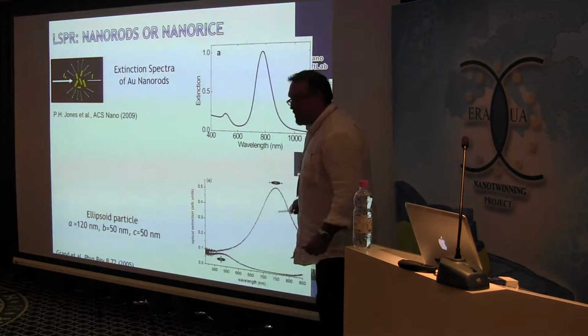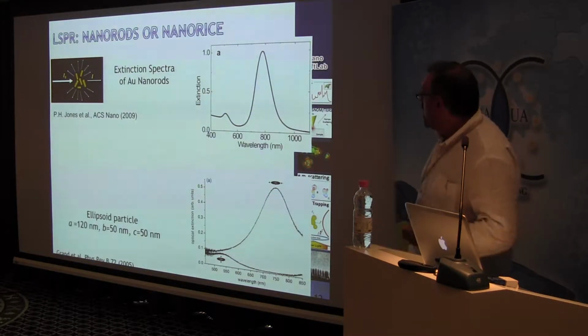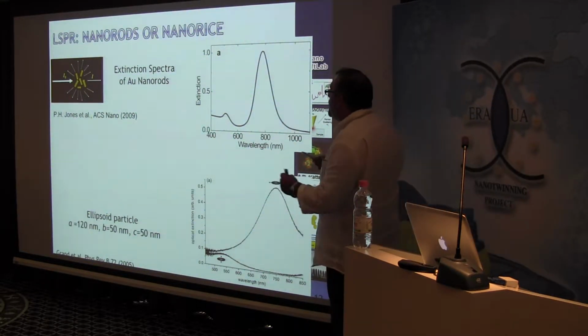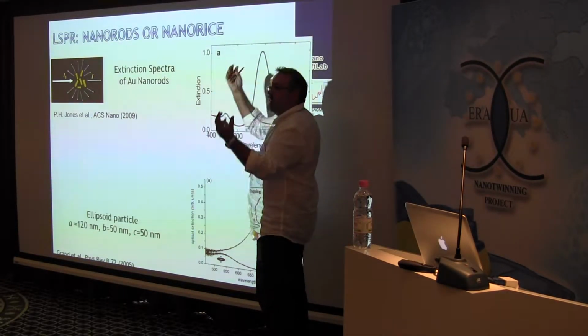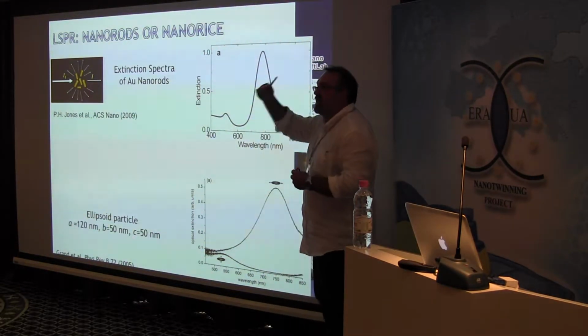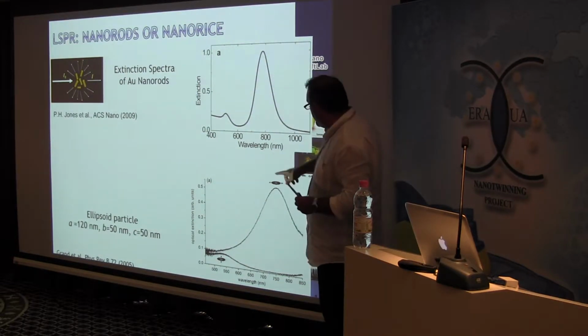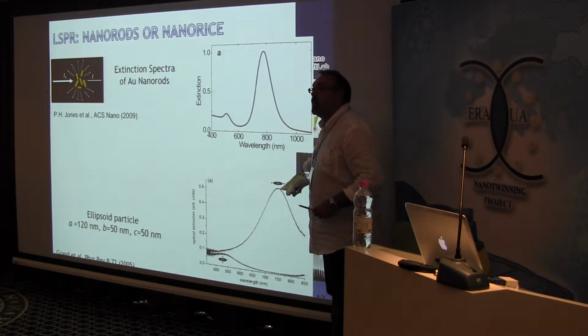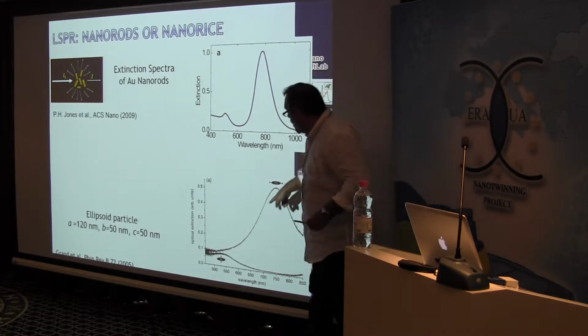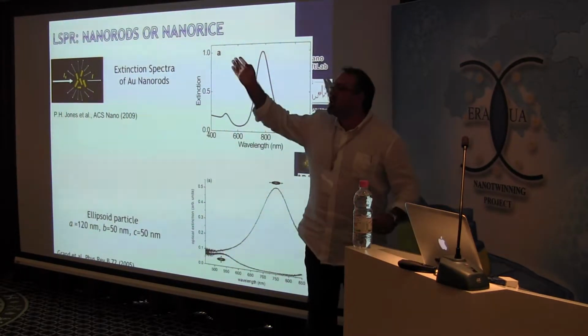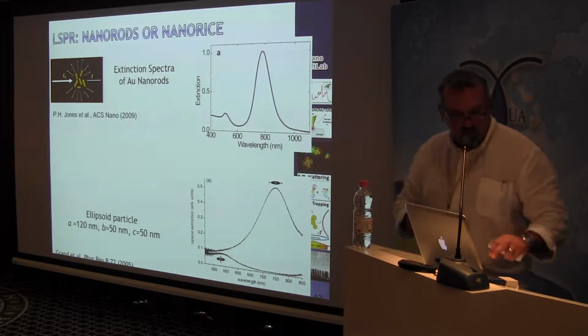And you can do it also with nanoparticles fabricated by electron beam lithography. In this case, instead of having an average orientation, you can select the polarization. So you can excite the long axis resonance with the polarization along the long axis, or you can excite the short axis resonance with the polarization along the short axis.